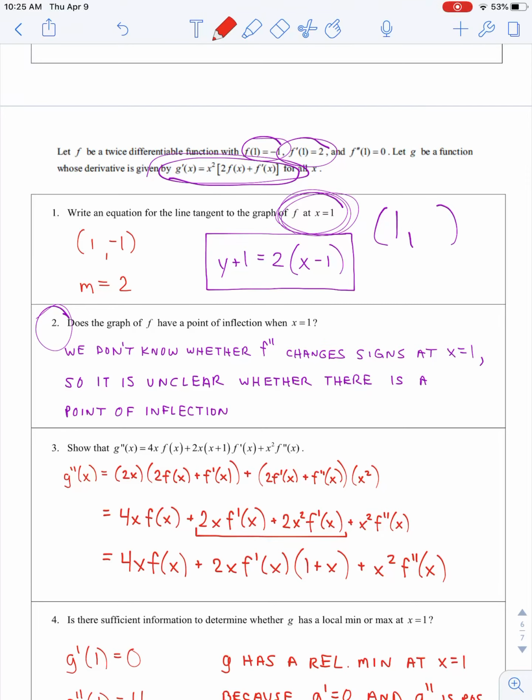Okay, let me see if I can explain this to you. On number 1, write the equation of the tangent line. Think, what 2 things do we need in order to write the equation of a line? We need a point and we need a slope.